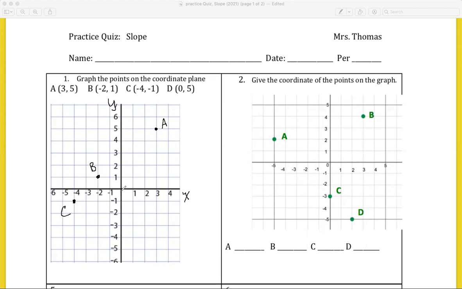And our last is (0, 5). So on the y-axis, if x is 0, it's on the y-axis, and 5 for y, that's D. Problem number 2, give the coordinates.